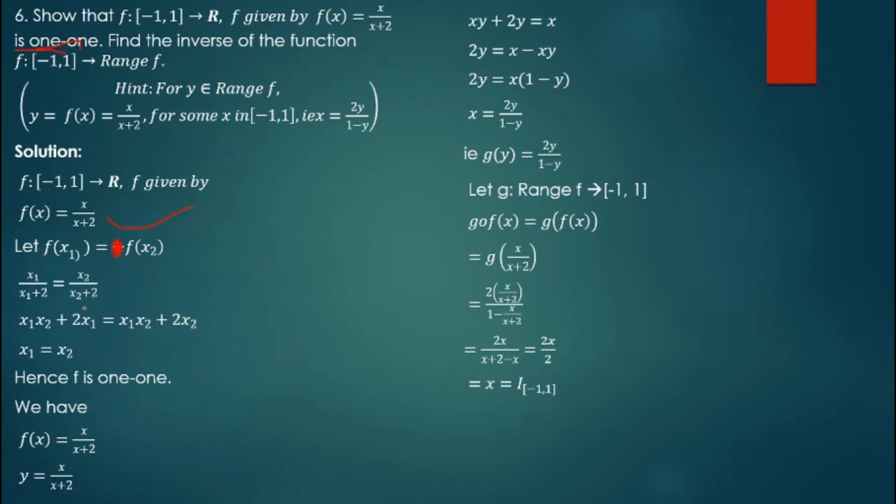So when we solve it, this x2 plus 2 will go to the left hand side and this x1 plus 2 will go to the right hand side. So we'll get x1 x2 plus 2x1 equal to x1 x2 plus 2x2. Here x1 x2 gets cancelled, and the next step will be 2x1 equal to 2x2. In that step we'll be striking out 2, and we'll be left with x1 equal to x2.